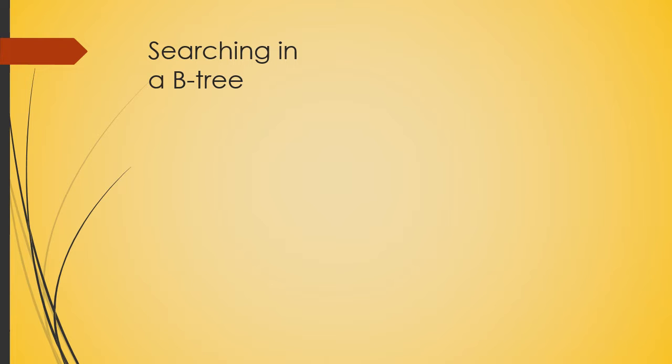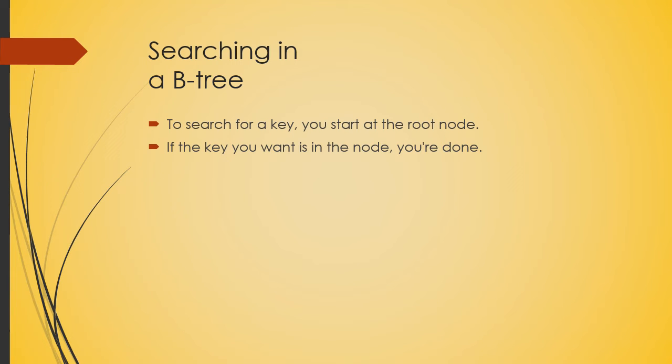Searching in a B tree. To search for a key, you start at the root node. If the key you want is in the node, you are done. If not, you go down one level.